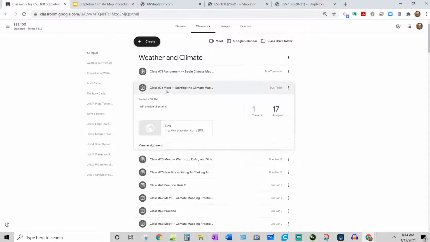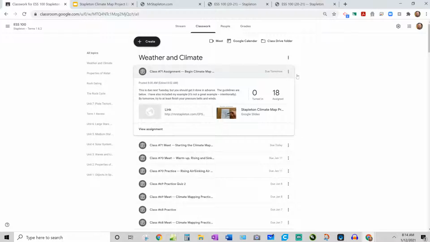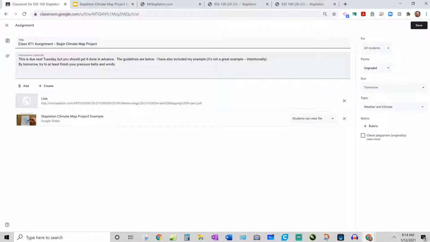We've got the Google Meet starting climate map. Basically it says starting climate mapping project, and then there's a link here. Here's your actual assignment, which I'll get into. It says this is due next Tuesday, but you should get it done in advance.